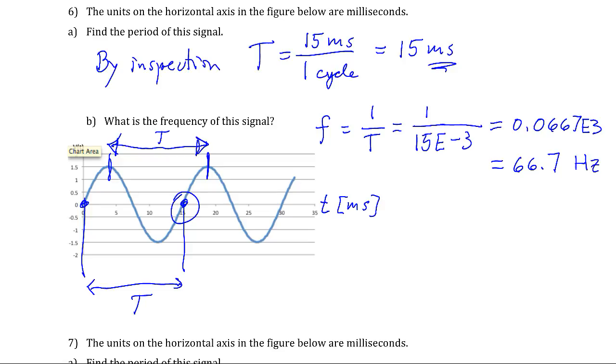And let's do a sanity check on this. 66.7 hertz means 66.7 periods in 1 second. And if we look back at the plot here, we can see that it's somewhere between 50 and 100 hertz. And 100 hertz would be 1 period every 10 milliseconds. And so, yeah, we've had one period in 15 milliseconds. It's about 10 milliseconds. So this answer makes sense. And so this is how you do this problem. Okay. Hope this helps.